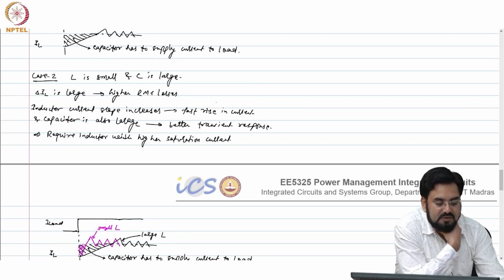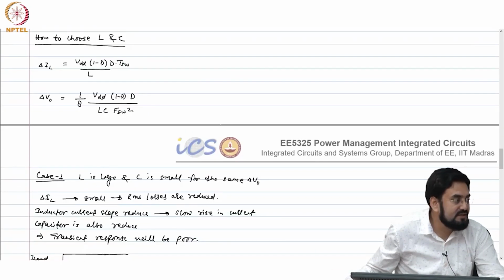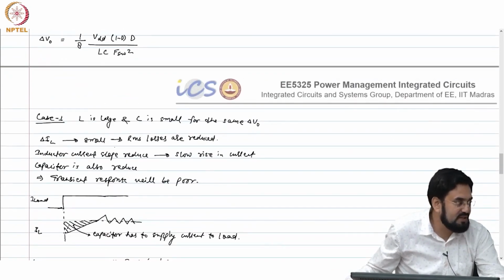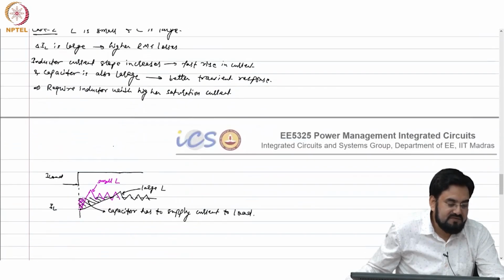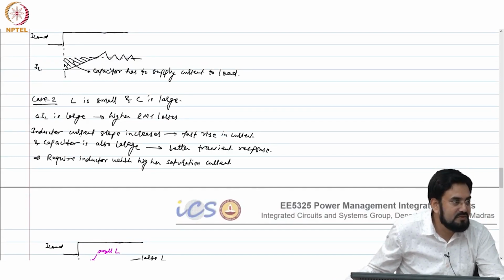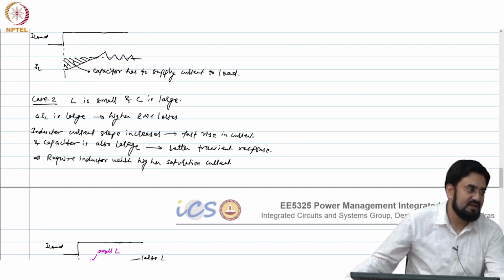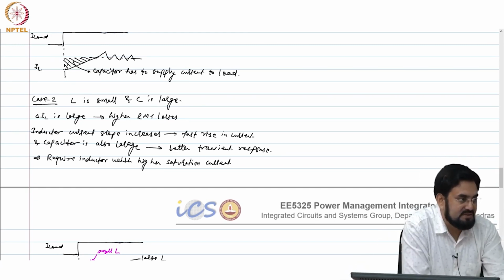Okay. So if you are more concerned about the ripple current, or you are using an inductor which has a very low I sat, then you have to go with case 1. But if you have an inductor which has a very high I sat current, then you try to minimize L and increase C in that case, because that will help you in transient response.